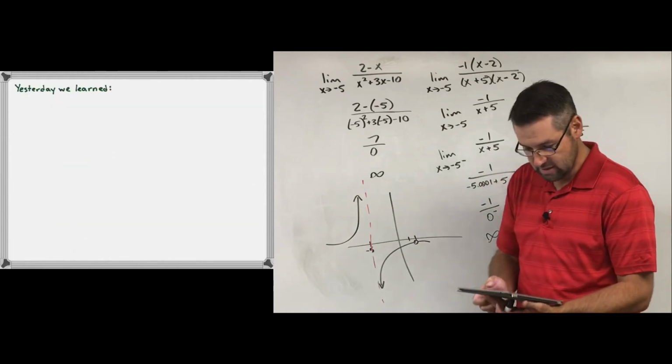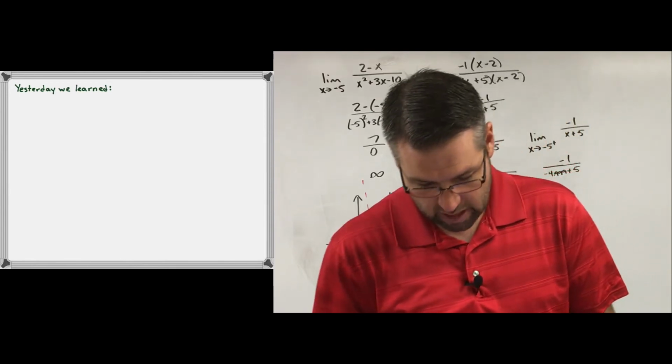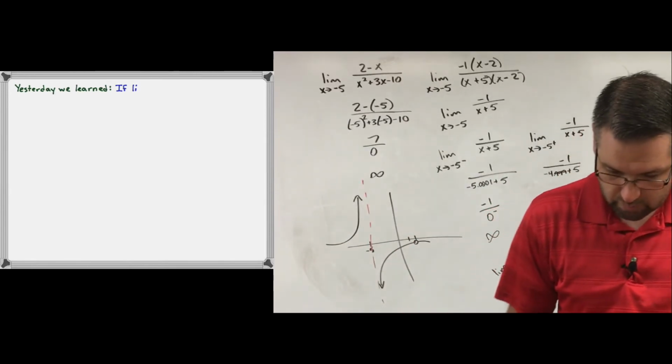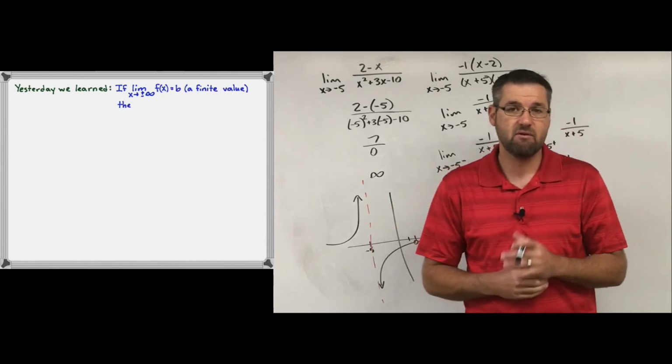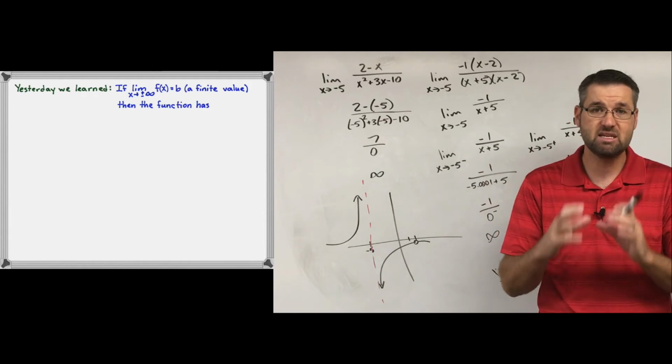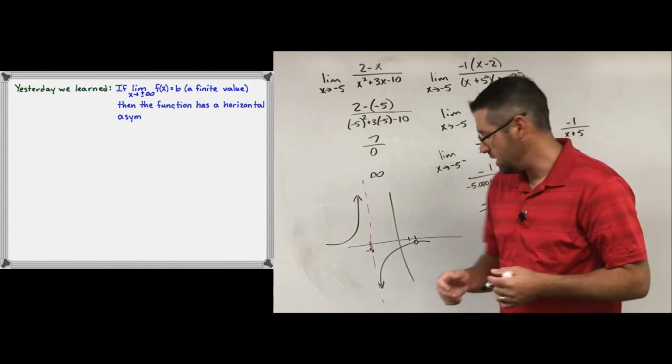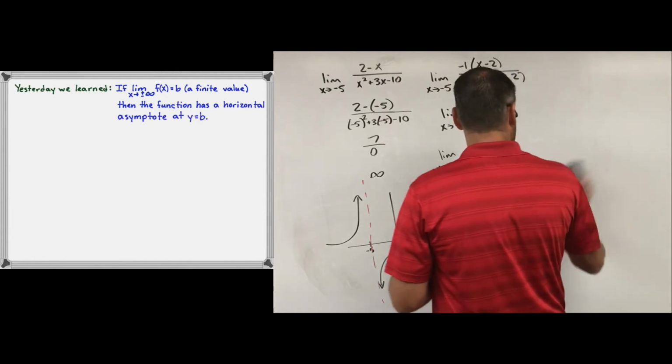All right, with that said, remember yesterday we learned that if a limit as x approaches positive or negative infinity of a function approaches a constant value, then you get a horizontal asymptote.